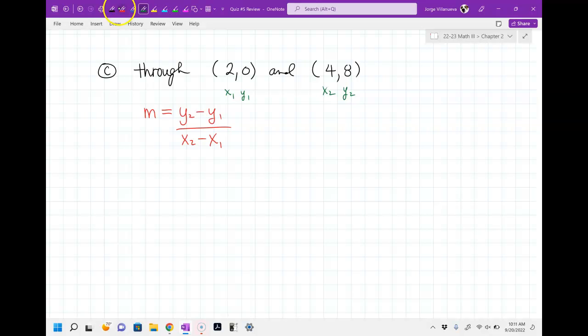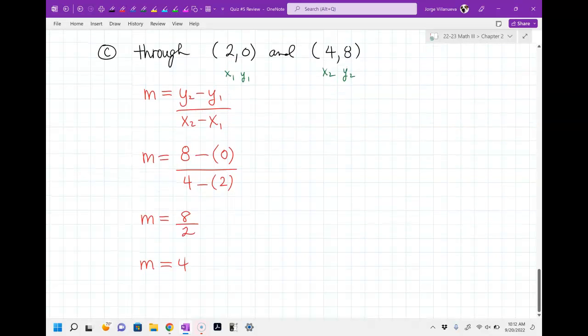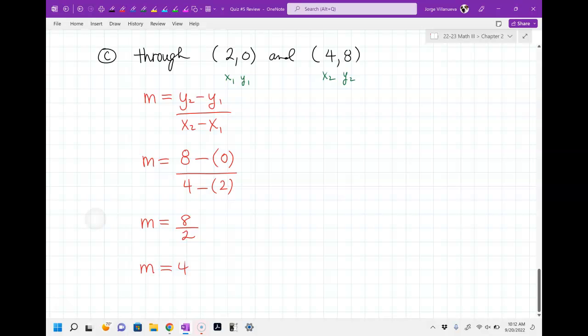So let's go ahead and plug in our values here. M is equal to y2, which is 8, minus y1, which is 0. Remember, I like to put parentheses around the second number in case there's a minus in it, then I can make sure I fix the signs. And then x2 is 4 minus x1, that's 2. So my slope is 8 over 2, which is 4. So now I know my slope.